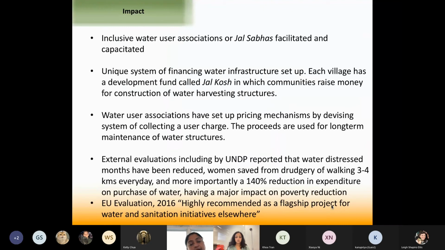We've had a lot of evaluations done of our work, and in a UNDP evaluation, the most striking impact was the benefit that happened in terms of poverty reduction. There was a 140% reduction in expenditure on purchase of water. A lot of people in our area, because there is no water, use tractor tankers. These are tankers with 4,000 liters of water to purchase water for drinking. The EU said that it is a water and sanitation project which should be proposed to be implemented in other areas.